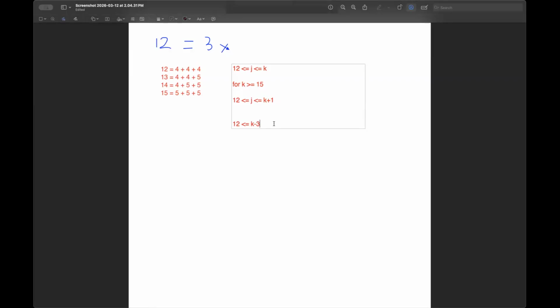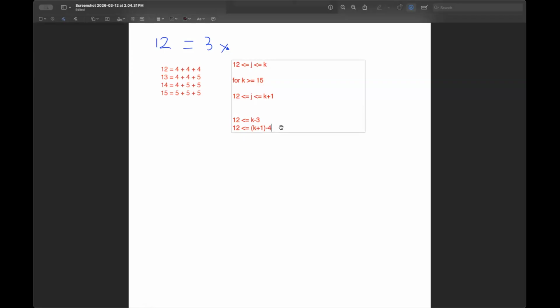Then we're trying to prove k plus 1. So what's a way that we can rearrange this so that it looks like k plus 1? Well, we'll just say that 12 is less than or equal to k plus 1 minus 4, which is k minus 3.